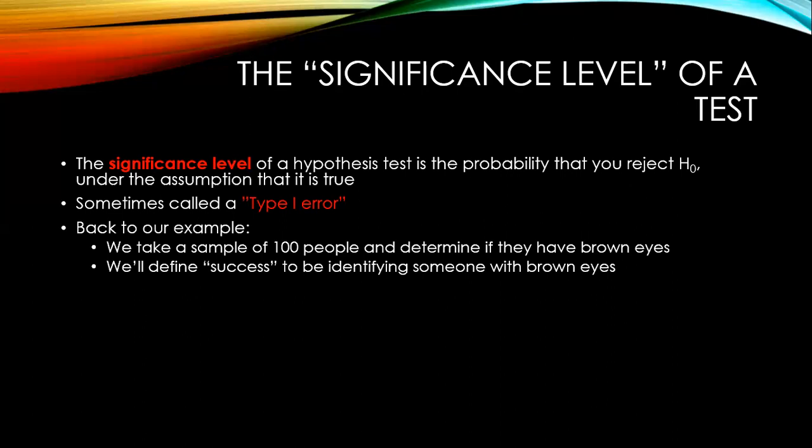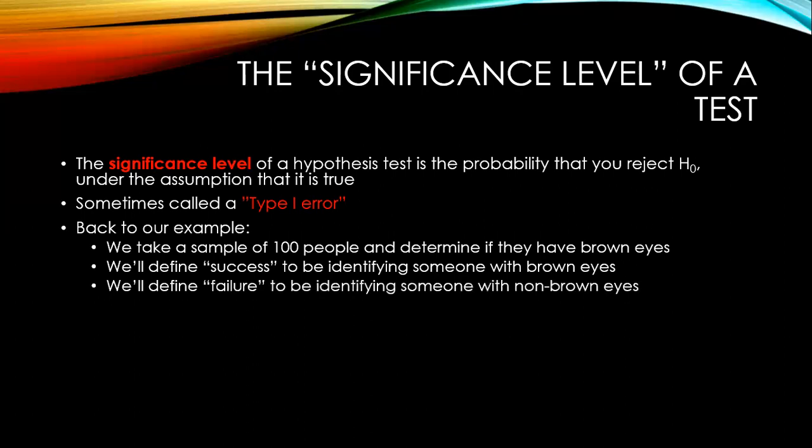So we're going to ask every one of these 100 people, do you have brown eyes? Success, we're going to call, yes, you've got brown eyes. Failure, we're going to call that not having brown eyes. So if someone says, no, I don't have brown eyes, or if we see that someone doesn't have brown eyes, we would define that to be a failure. So imagine you've got like a tally chart, success, failure, right?